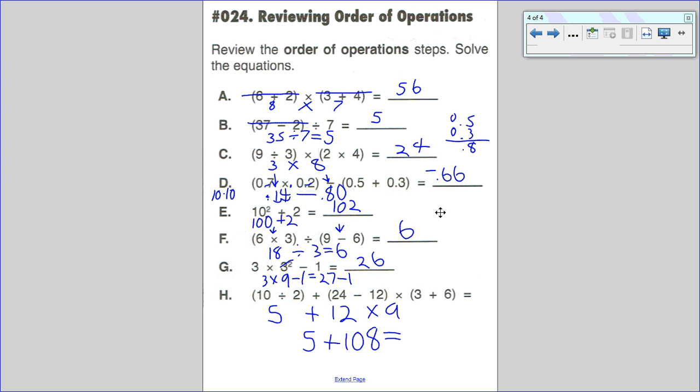So we're just left with 5 plus 108, which looks like 113 when we finish with it. So that is our answer, and that is the review of order of operations.